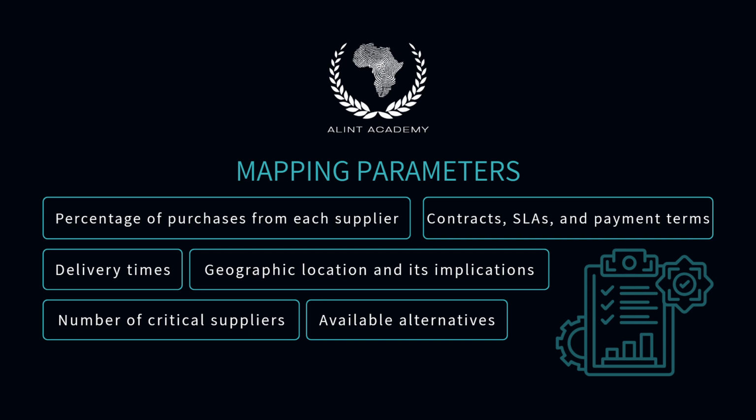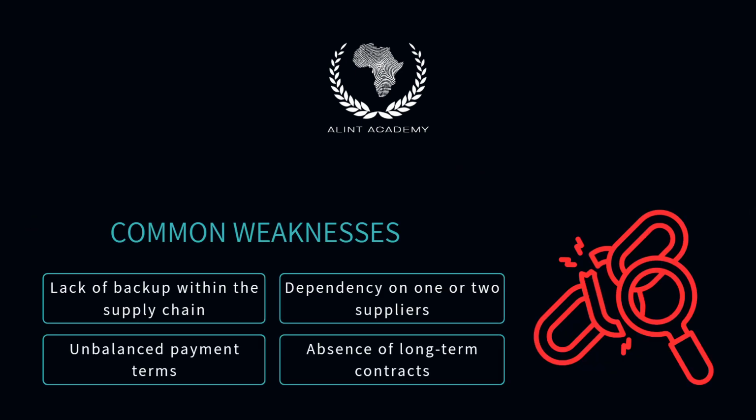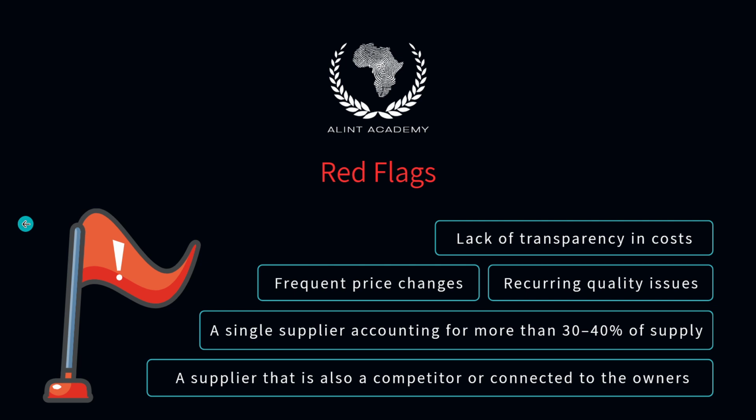The mapping process also reveals common weaknesses within the supply chain. These may include the lack of backup suppliers, strong dependency on one or two vendors, unbalanced payment terms, or the absence of long-term contracts. In addition, analysts look for red flags that may indicate deeper risks.